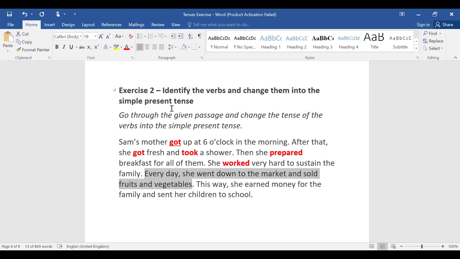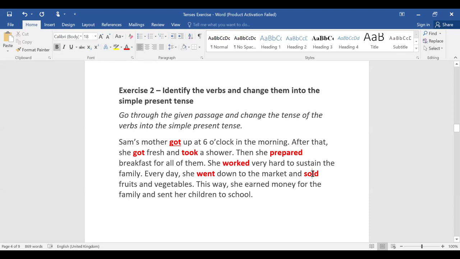Do you see the verbs? What are the verbs? Went. Correct. And sold. Went and sold. So, what is the present tense for went? Goes. Go, G-O. And present goes. Then sold. What is the present tense? Sells.